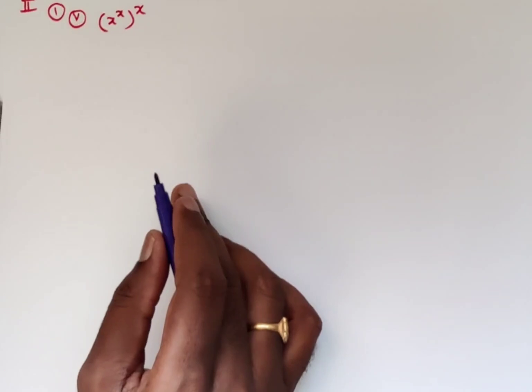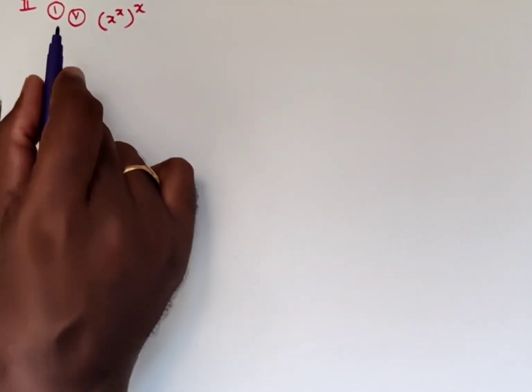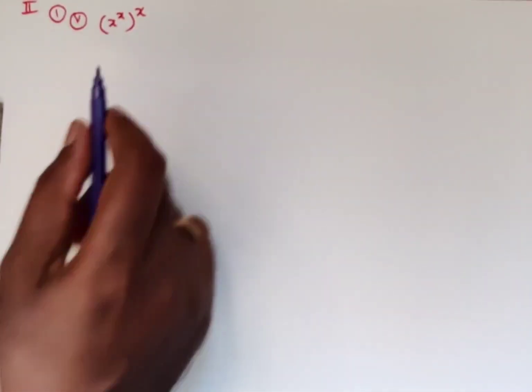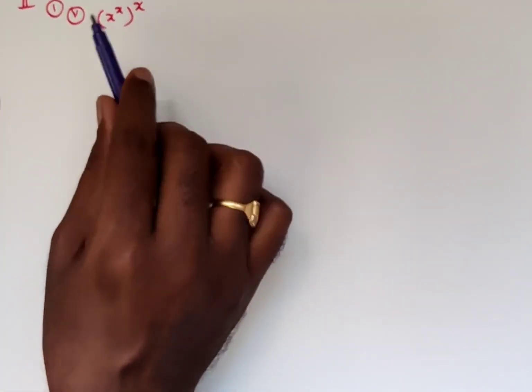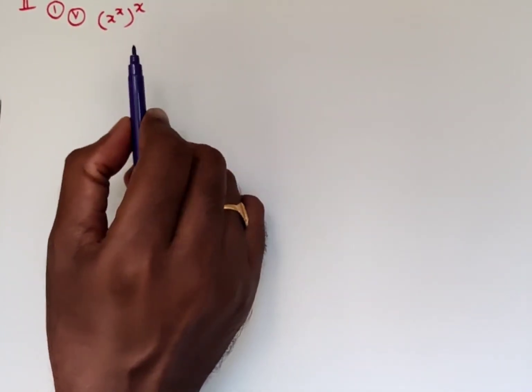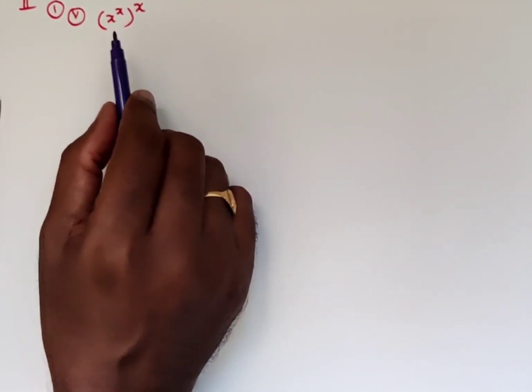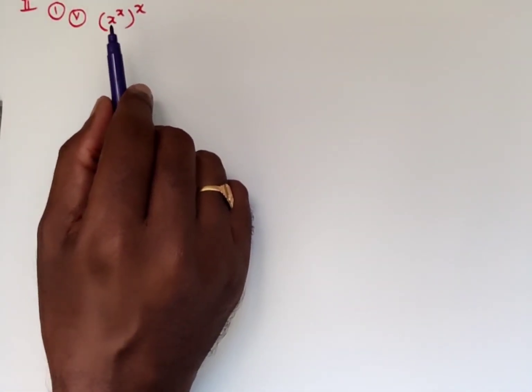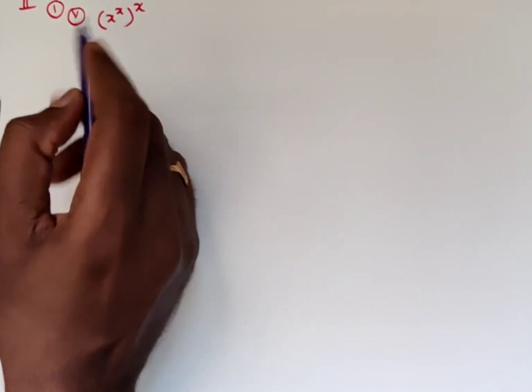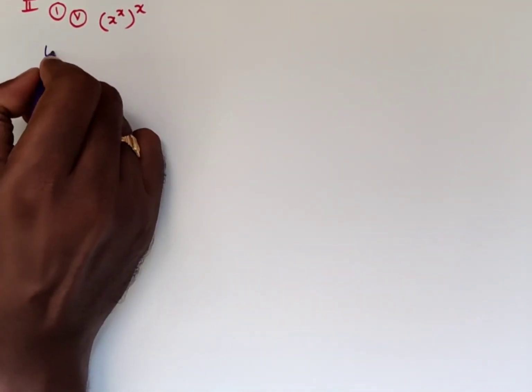So the next problem from Roman 2, first bit, the fifth one. We will also find the derivative for the given function. The function is x to the power of x, whole to the power of x, right? Now this is like an f of x power g of x model. Let the given function be y.